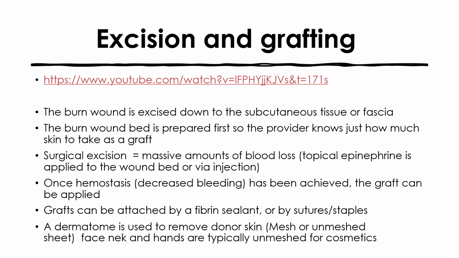To remove the patient's own skin, usually they take it from the thigh, like the upper thigh area, using a dermatome machine. All it reminds me of is a little cheese grater. It goes along the skin and removes the skin. Depending on what type of dermatome the provider wants, it can have a mesh look, or it can be unmeshed, like a sheet type of look. A lot of times, if it's a face, neck, or hand surgery, they'll do an unmeshed graft just for cosmetic looks.